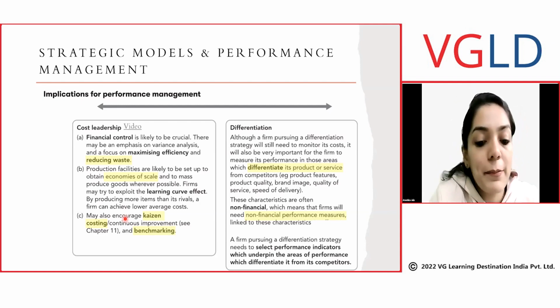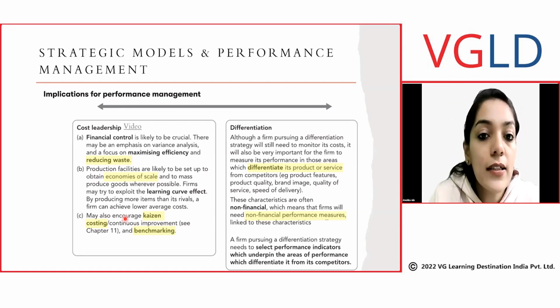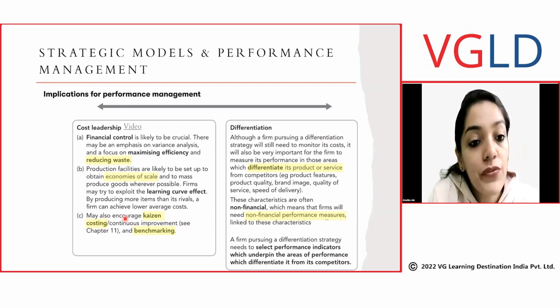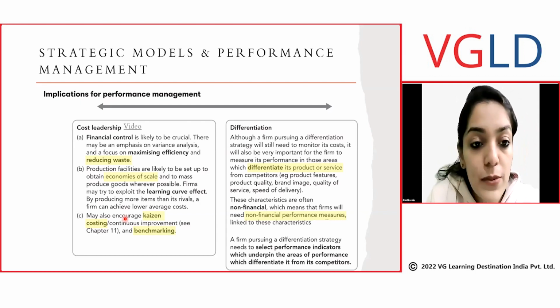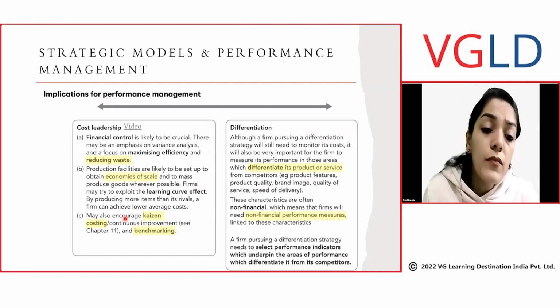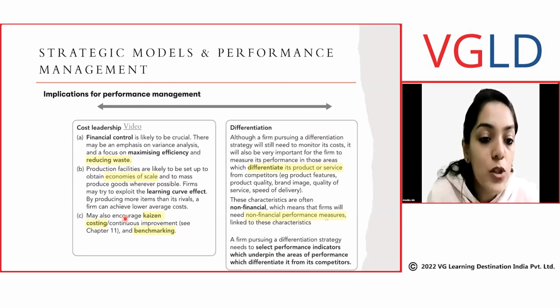And then benchmarking. Benchmarking is when the industry works at a 20% gross profit margin and we are at 15%. So we are lower than the industry margin, and we need to work on reducing our costs such that the gross profit margin can come up. So these are the things which will be used for performance management in a cost leadership environment.